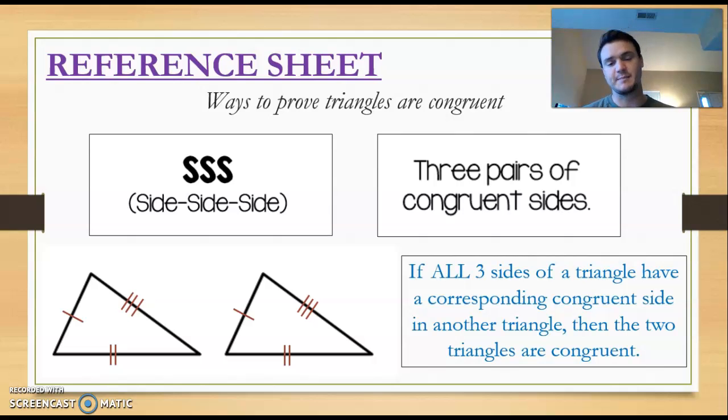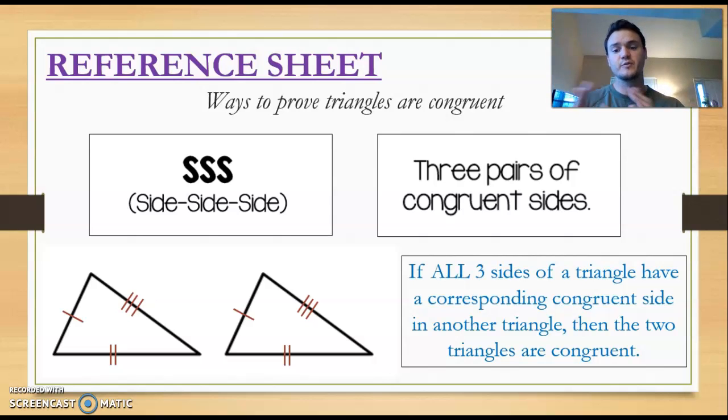So again, we're skipping over this idea that you need all of that information, like all of the angles to be congruent. As long as you know that all 3 sides have a matching corresponding side in the other triangle, then they're congruent. So in this triangle, this side would be corresponding to this side, this bottom side would be corresponding to this bottom side, and this side would be corresponding to that side. Since all 3 sides are congruent, then the triangles are congruent.